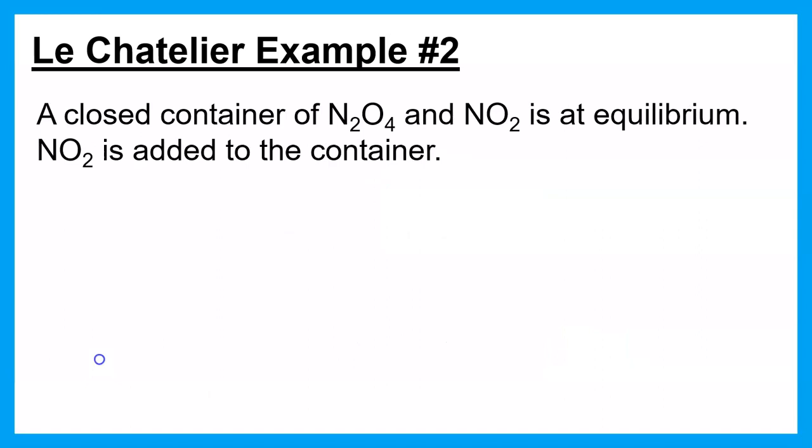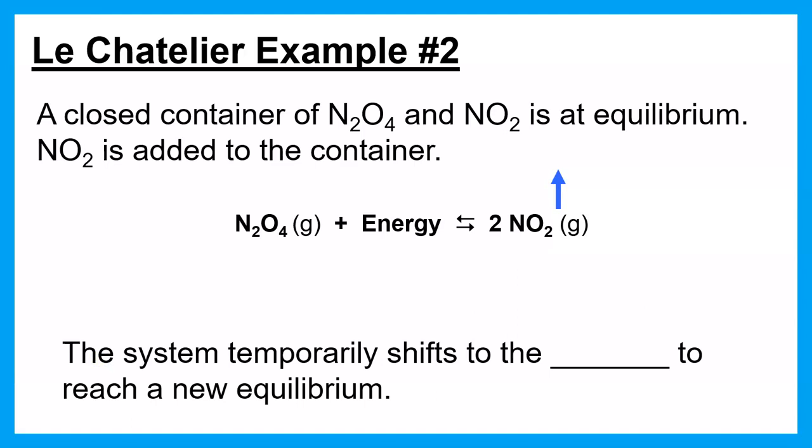Let's try another one. Here, we're going to add some extra NO2. We're adding some extra product to our container. Well, that's not good. We have to try to use some of that up. So the reaction is going to start going in the backwards direction more, trying to use up some of what you've added. So we say that it shifts to the left to try to use up some of that NO2. It'll eventually get to a new equilibrium position and the rate forward and backwards will become the same again.